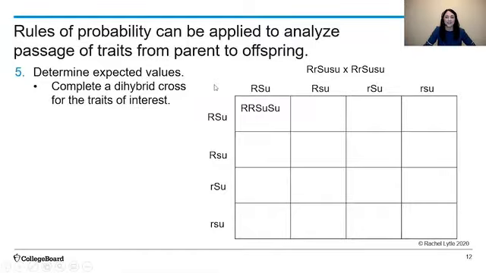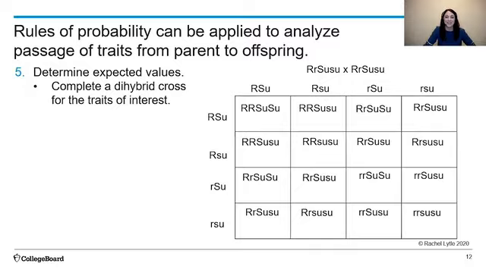All right, I'm going to go ahead and there we go. That's what it would look like. Then we're going to want to determine the phenotypes, because that's what I counted for my observed values. So I'm going to determine the expected phenotypic ratio.